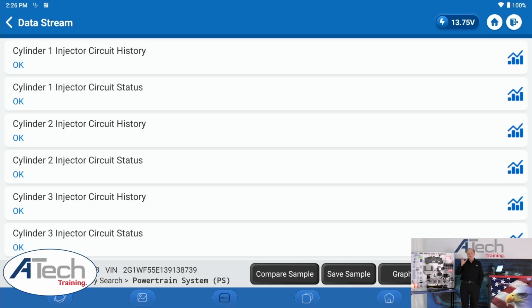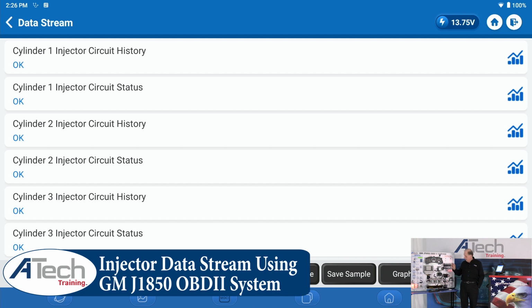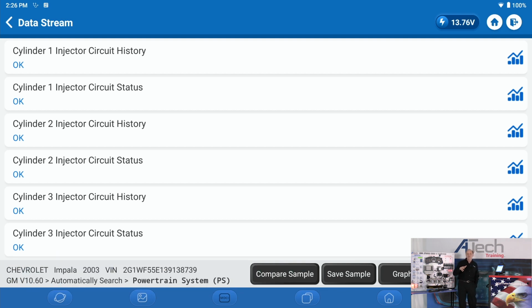I wanted to look at something a little bit differently, and we're looking at injectors. I'm over on the circuit, and it says circuit history. In other words, this scan tool will check the circuit to see if there's a problem with the injector. So if I'm looking at one circuit history, it says okay, circuit injector status. If it had a wiring issue or a voltage issue or something else with the injector, it would actually say it's not there. So that's kind of neat.